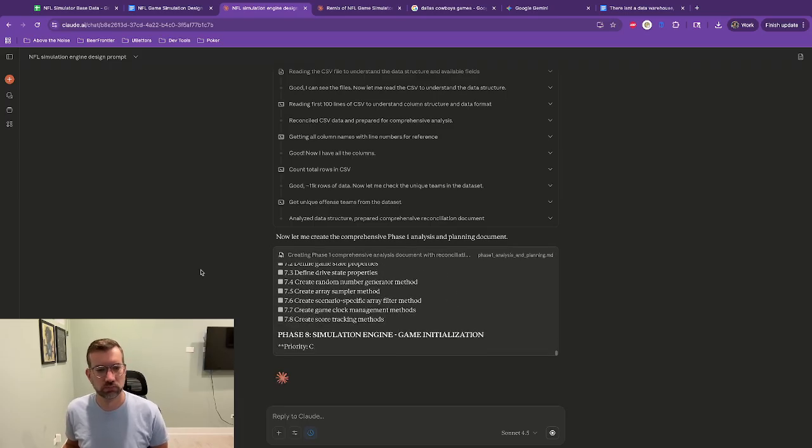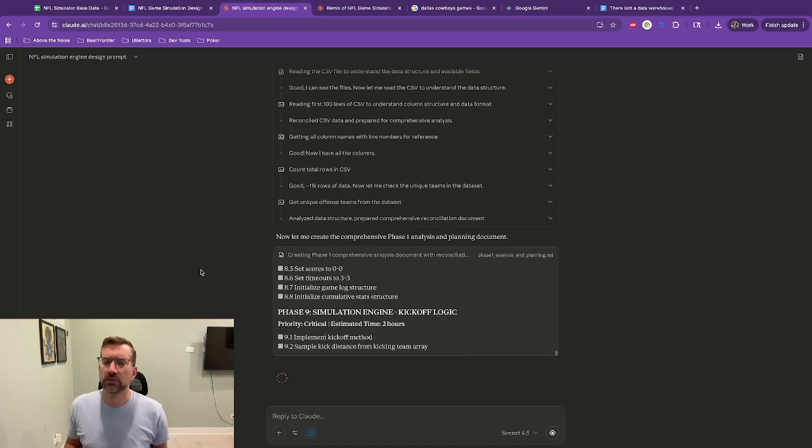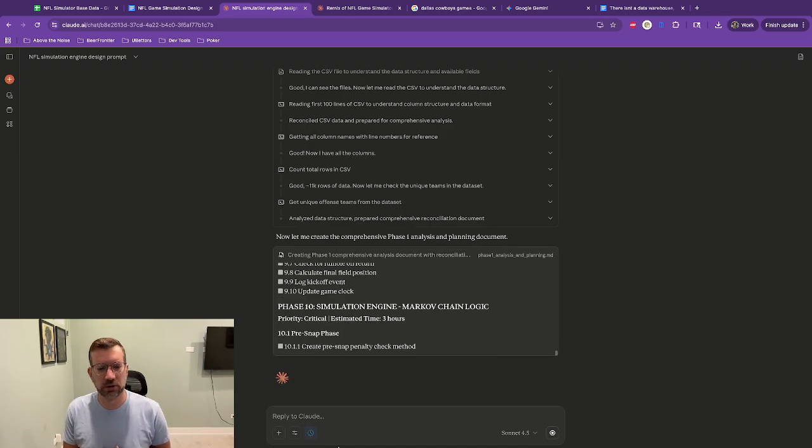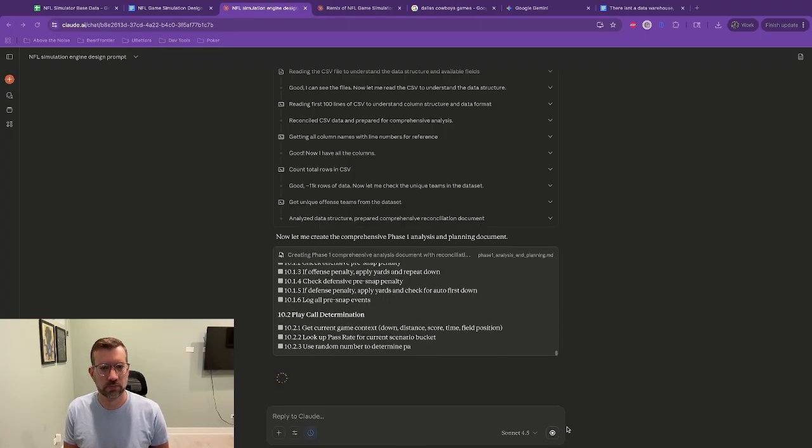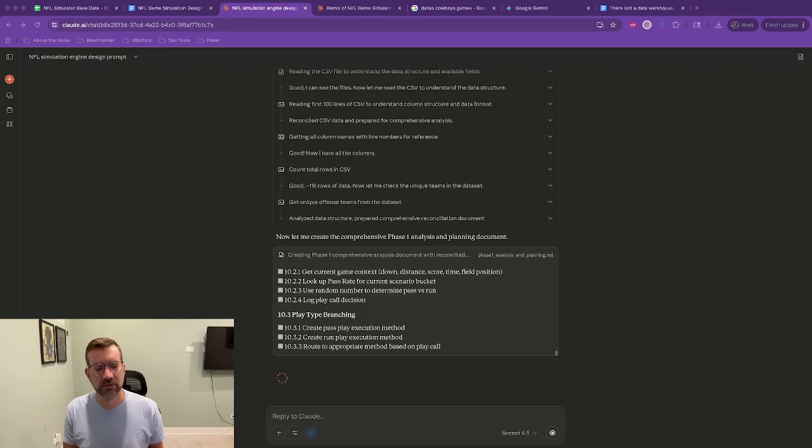So normally I would use an IDE here, just as an example. And then I prefer to use something called open code, which is like Claude code, but open source. And it's actually pretty cool.